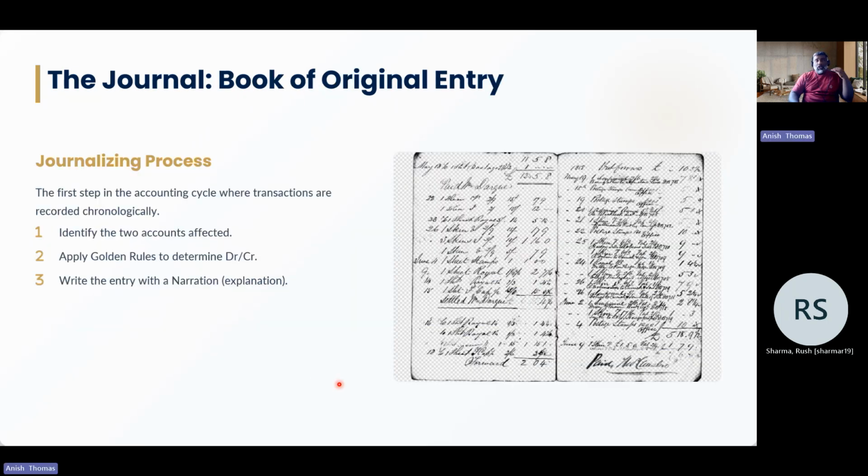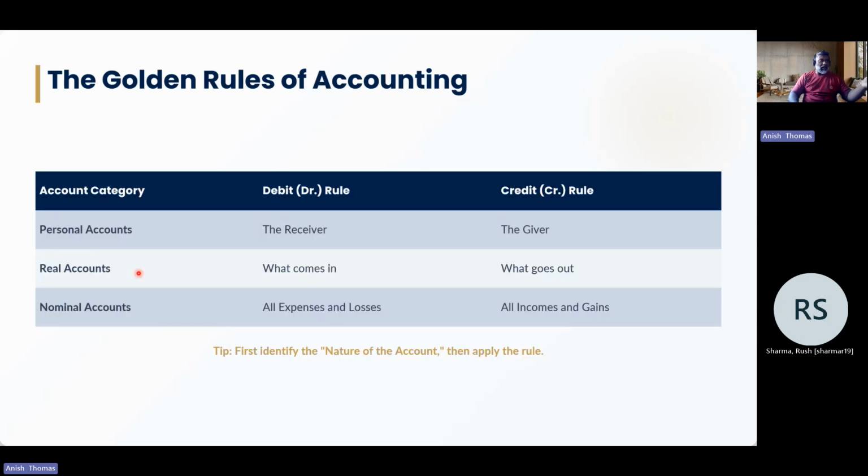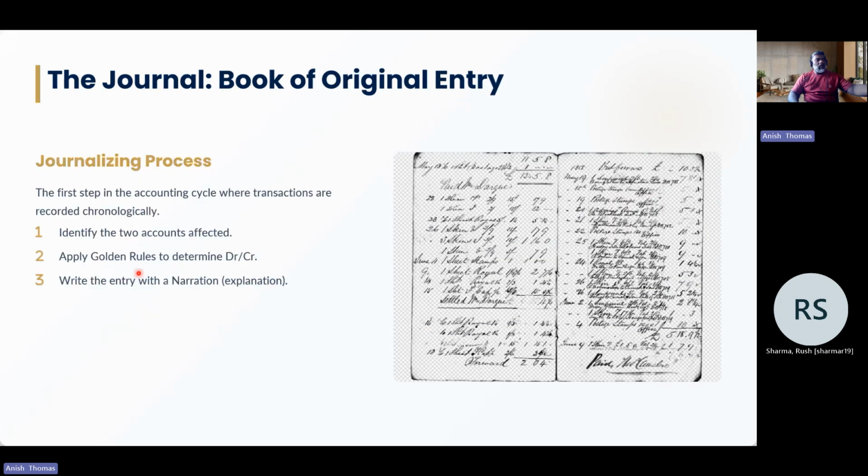Now a concept called journal entry. Journal entry is called the book of original entry. Journal entry is the most fundamental concept of accounting. The whole skill of accounting is in translating a particular transaction into a journal entry, which says who gets the debit and who gets the credit. That's the art of journal entry. And how do you do that? By applying the golden rules. These are the golden rules of accounting. So you take a transaction, apply the golden rules of accounting, and you land up with the journal entry.